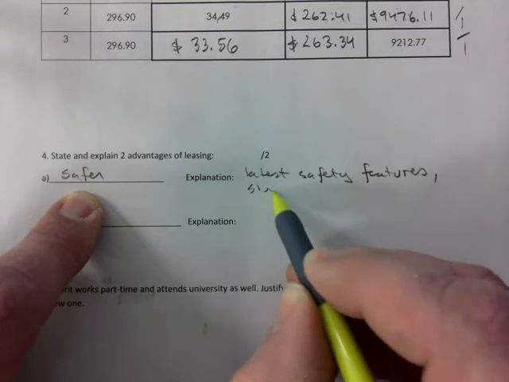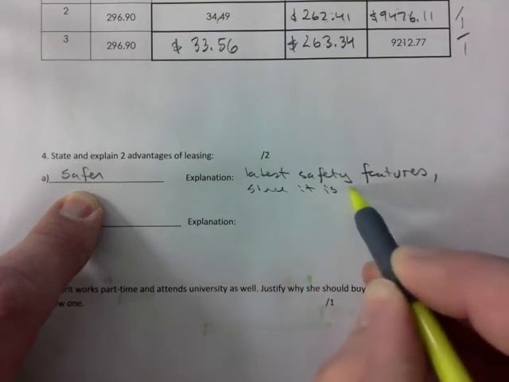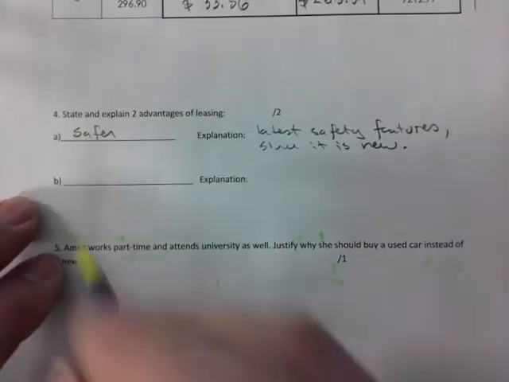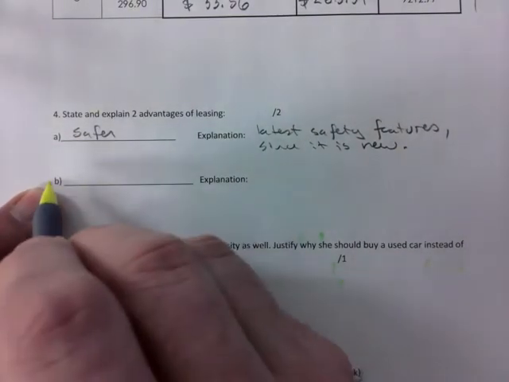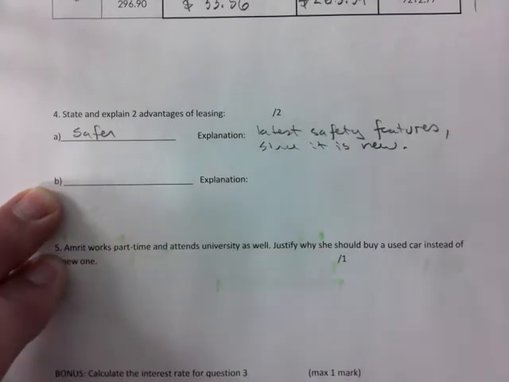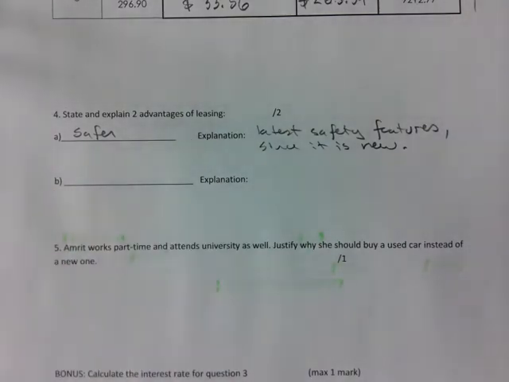Since it is new. Okay. So safer, you can say more fuel efficient. You can say that the payments are lower, right? Because why is that? Why is the payment lower? Because you're only financing part of it, not the whole value, right? So you need to say something about that.